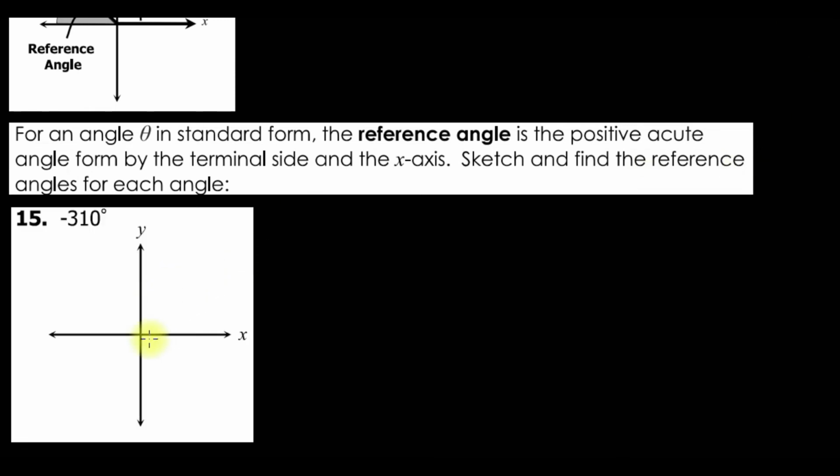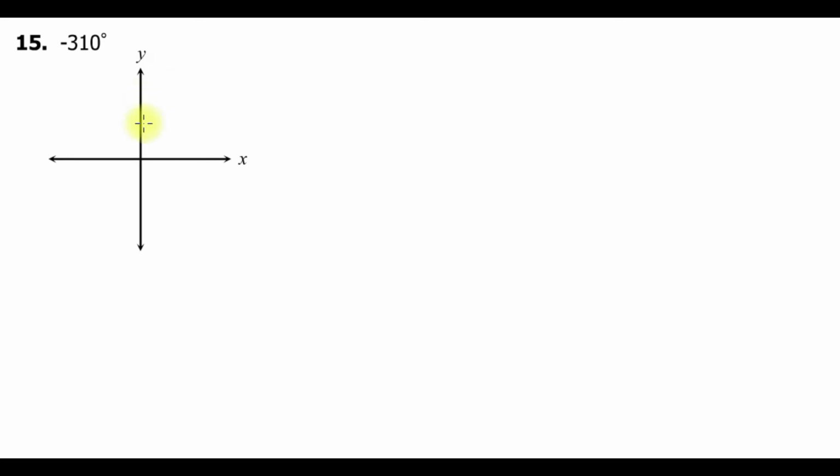So let's take a look at this example here. Theta is negative 310 degrees. We are going to sketch this angle, negative 310 degrees, and then come up with the reference angle. To sketch the angle, we start right here with the initial side. Since it's negative, it's going to rotate clockwise. So here's negative 90, negative 180, negative 270, and then you have to go 40 more degrees to get negative 310 degrees. So it's going to be something like that. Okay, so this is negative 310 degrees. Now the reference angle is this angle right here. It's between the terminal side and the x-axis.